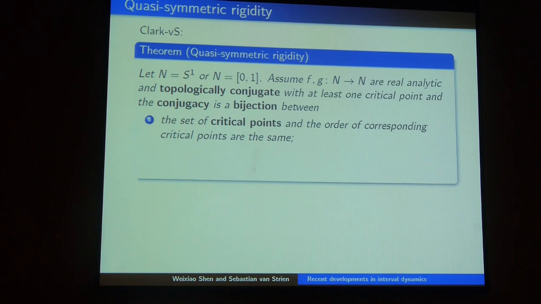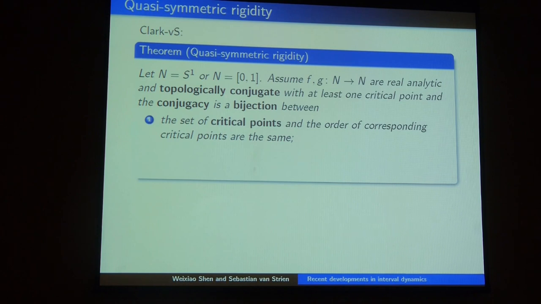And now we're going to make two assumptions. Well, look at the critical points. So these are the points where the derivative is zero. And assume that this conjugacy sends the critical points to the critical points, and the parabolic points to the parabolic points. What are parabolic points? These are points where the multiplier, so the amount of expansion when you come back, is 1 or minus 1 in this case. So it's the ones where you don't have exponential behavior.